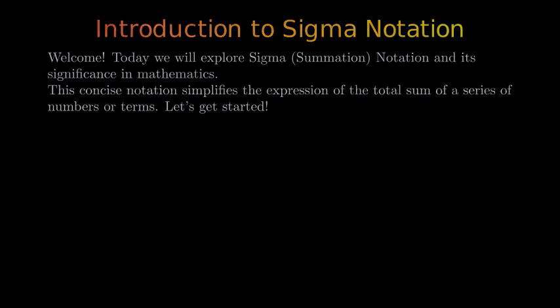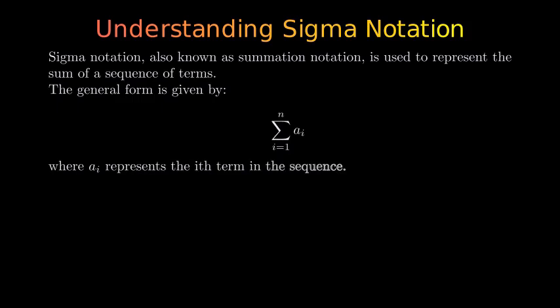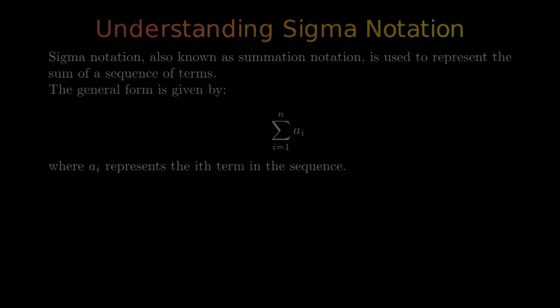Let's get started. Sigma notation, also known as summation notation, is used to represent the sum of a sequence of terms. It provides a compact and efficient way to denote the total sum of a series, making mathematical expressions more concise and easier to work with.